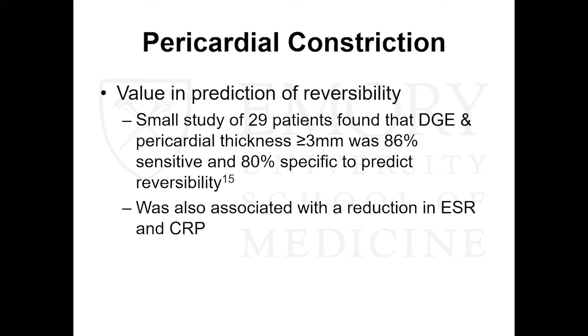Another thing that I think is really interesting about pericardial constriction and use of CMR is that it actually has some value in predicting reversibility. So there was a small study that I found. It was only 29 patients, so certainly not huge, not groundbreaking, but it was really interesting because they were able to predict with a reasonable sensitivity and specificity, 86%, 80% respectively, that an increased pericardial thickness of greater than 3 millimeters alongside the presence of delayed gadolinium enhancement was highly suggestive of reversibility.